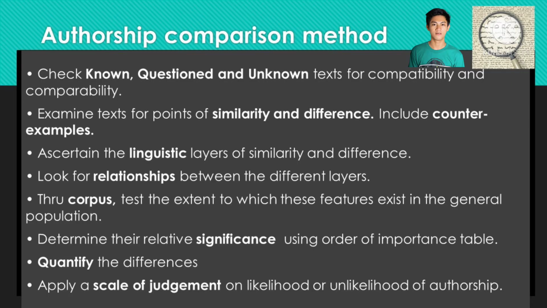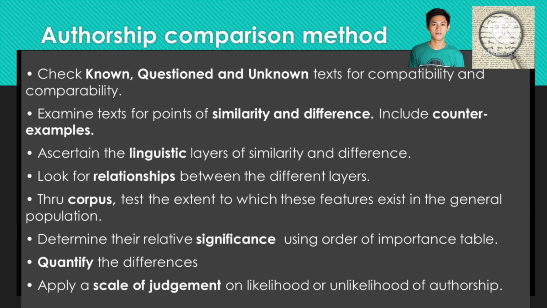This is the authorship comparison method. First, check known, questioned, and unknown text for compatibility and comparability. Second, examine text for points of similarity and difference. Do not be one-sided. Include counterexamples. Third, ascertain the linguistic layers or levels of these points of similarity and difference. Fourth, look for relationships between the different layers.